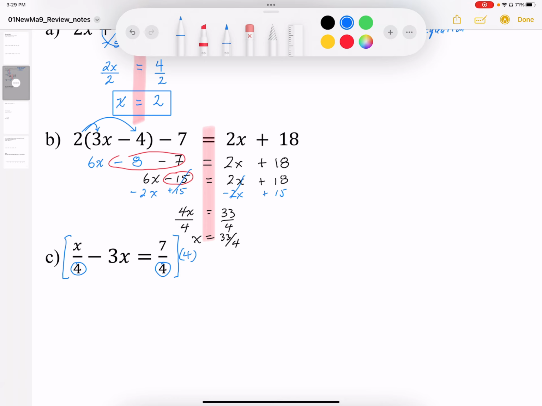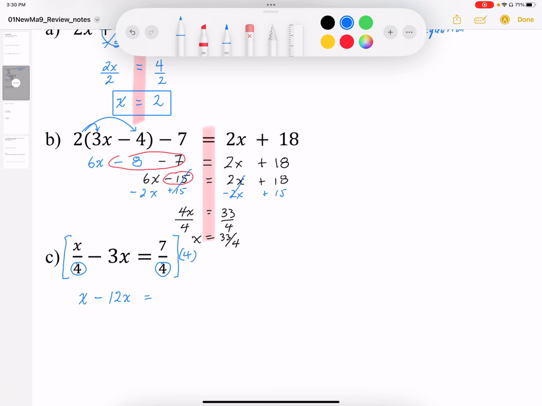So 4 times x over 4, the times and divide cancel out. So I'm just going to end up with 4x over 4, or just 1x. Okay, the times 4 divide 4 cancel out. I'm just left with the x. Minus, I have to remember that I have to apply that times to every piece. That also means to the 3x. So the 4 times 3x gives me minus 12x.